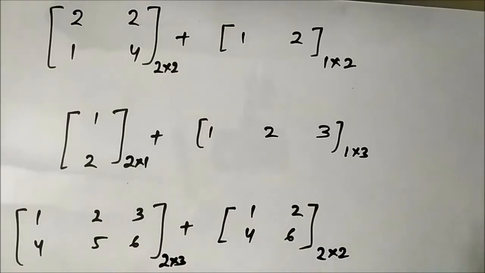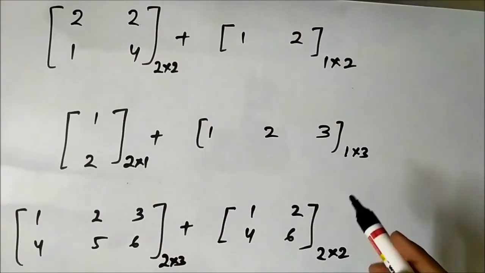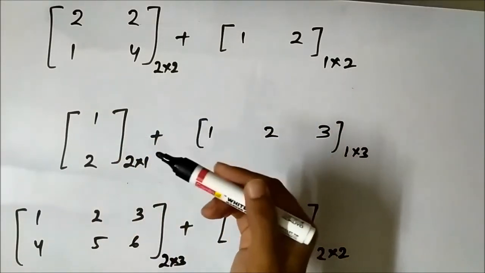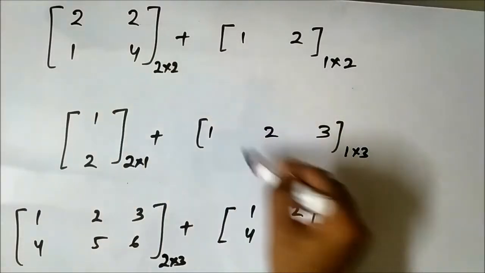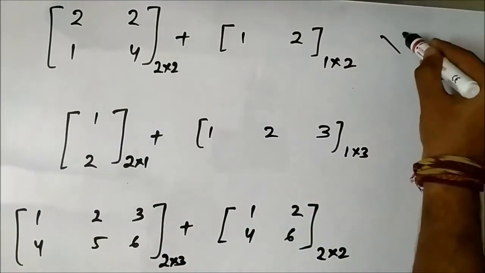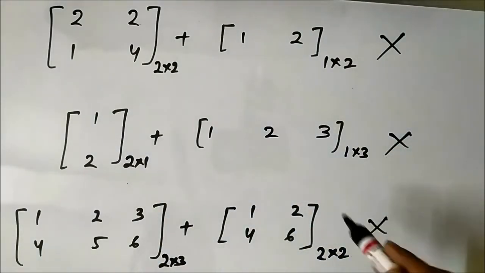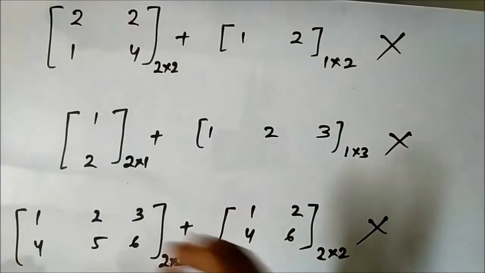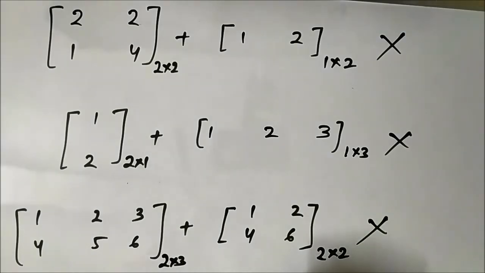As per the law of matrix addition, two matrices are eligible to be added if they have the same order. But here, the matrices which we want to add, they have different orders. They have different number of rows and columns. So these matrices cannot be added. Okay, these type of matrices cannot be added because the order of the two matrices which we want to add, they are not equal. Okay, so we cannot add these matrices.